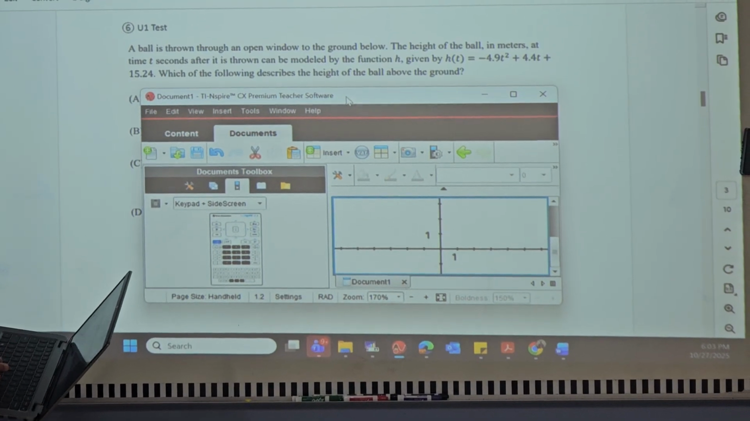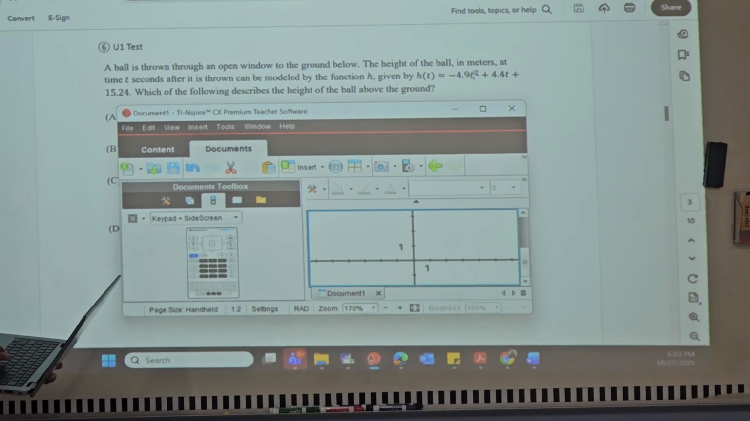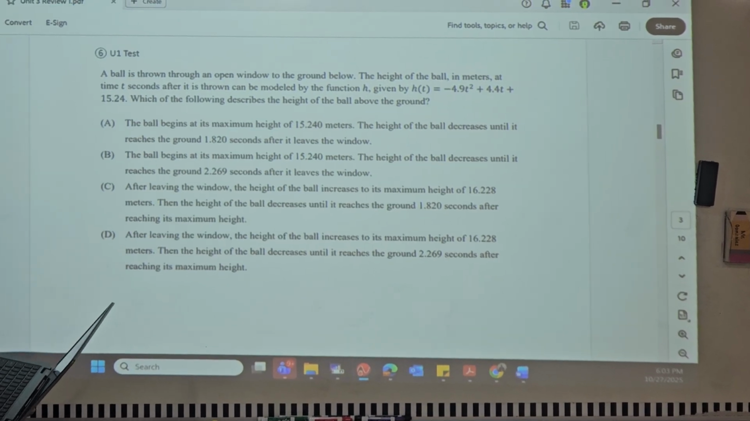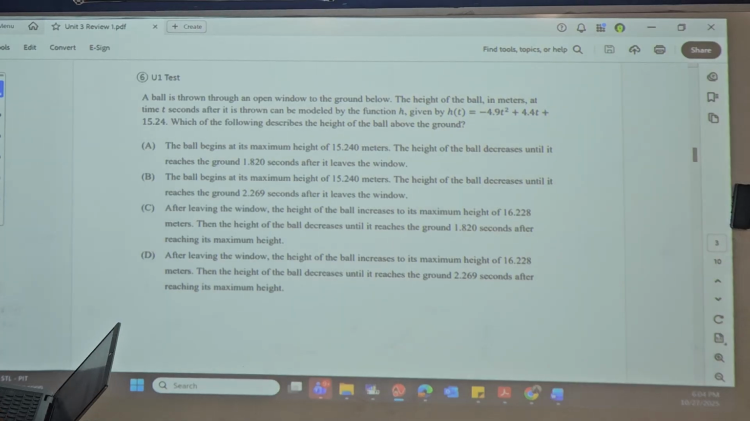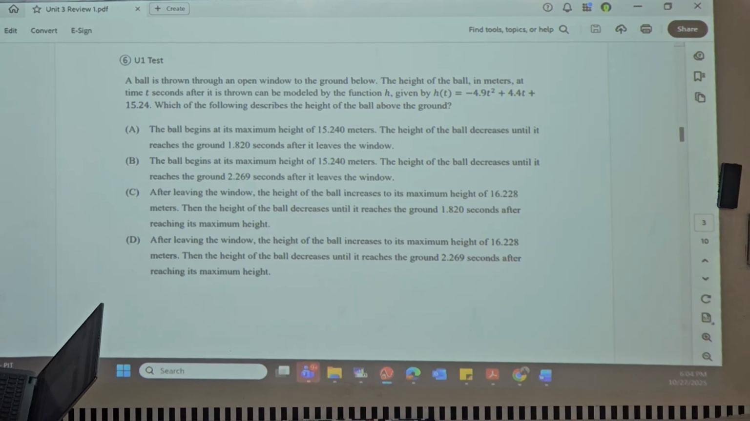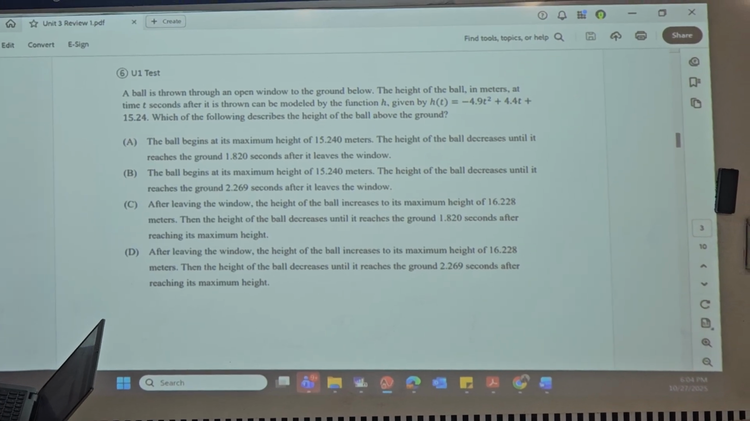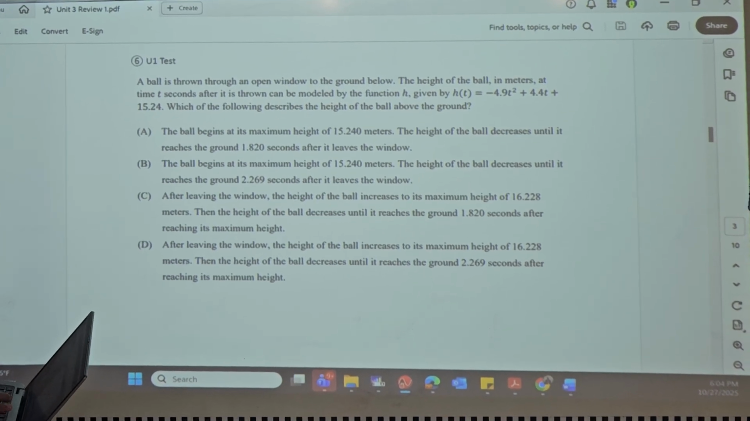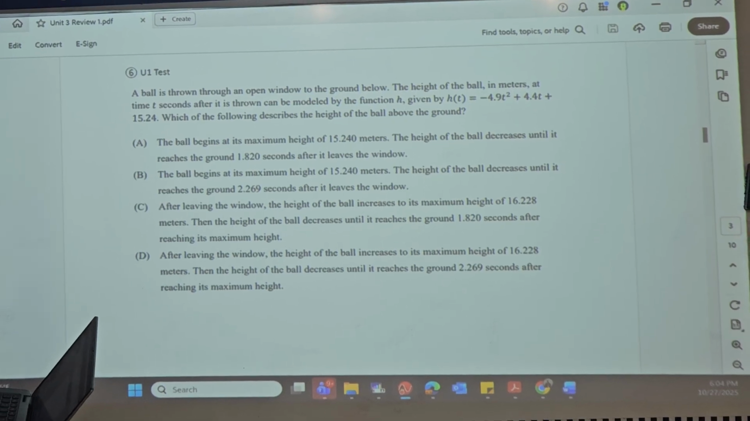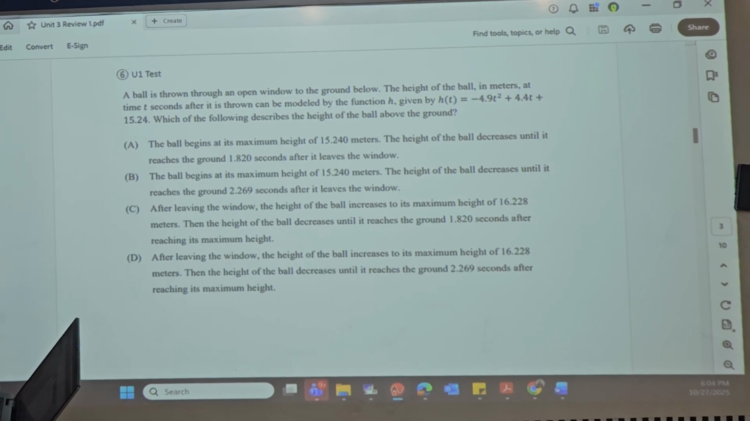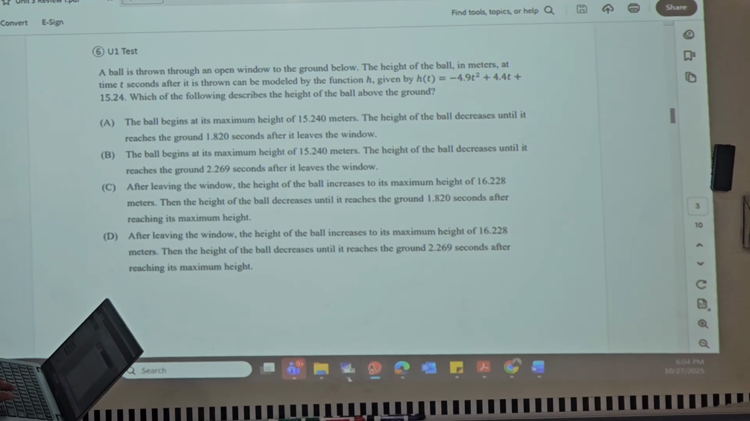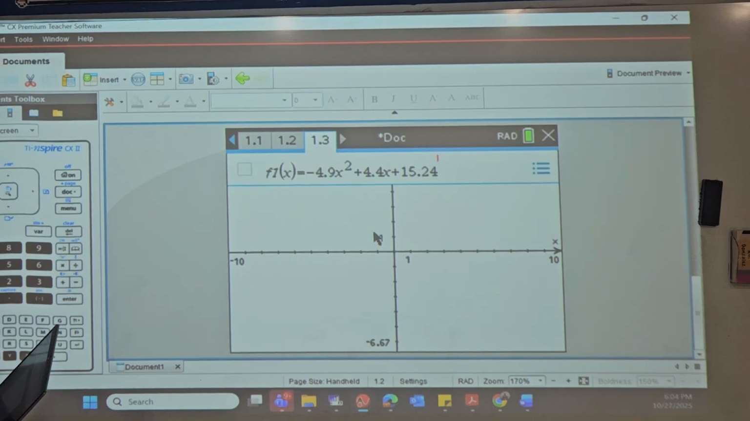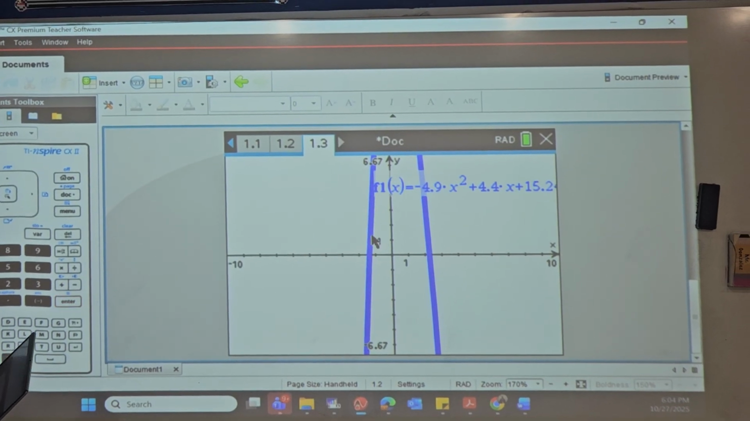what is my input? T. I don't really care about t. I need x and y in order to be able to graph this, right? So remember, switch them. Instead of using t, we're gonna use x. So you're gonna have negative 4.9x squared plus 4.4x plus 15.24, and it should look a little something like this. Enter, we graphed it perfect, right?